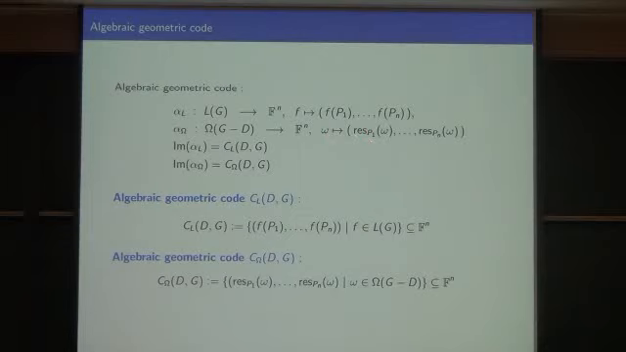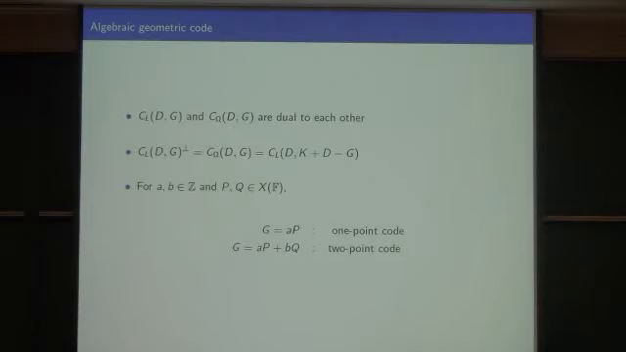This is not that important because in practice we don't actually compute what this is. So C_L(D,G) is the evaluation of the point at f, where f is inside the Riemann-Roch space of G. Sometimes this is called an evaluation code, and this is called the residue code.